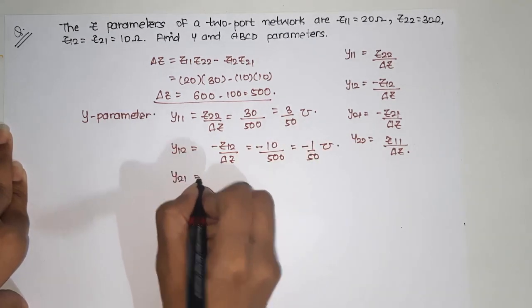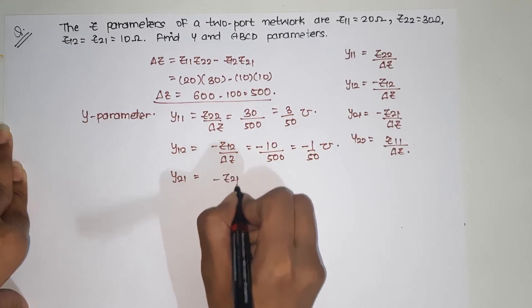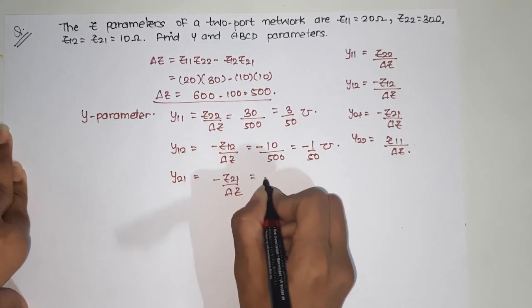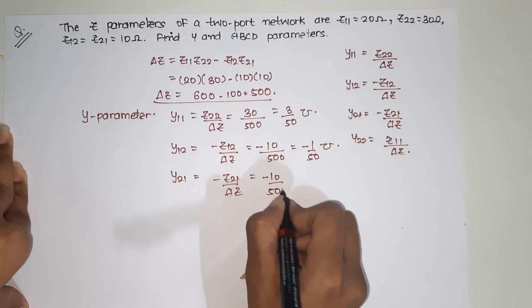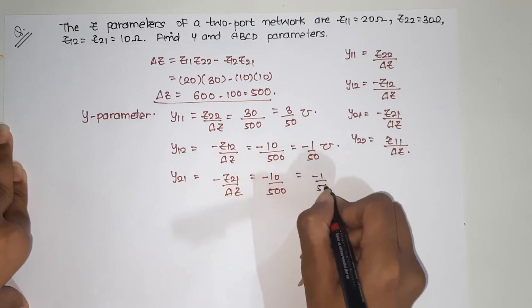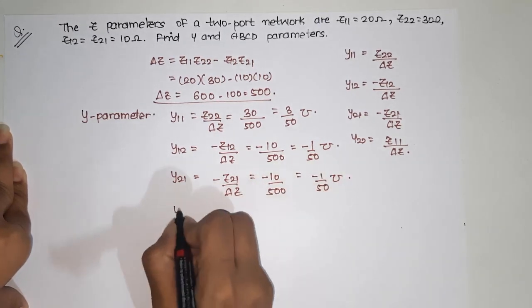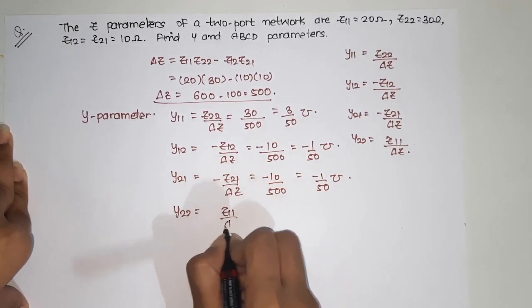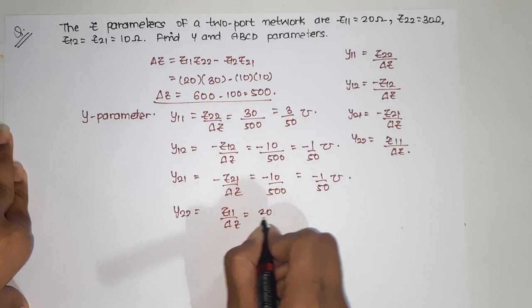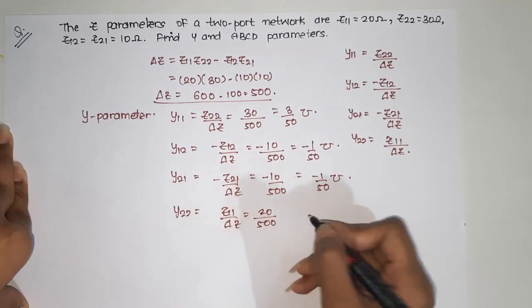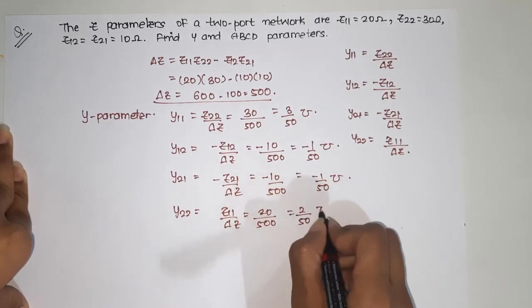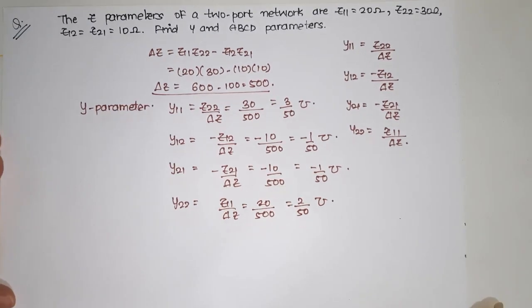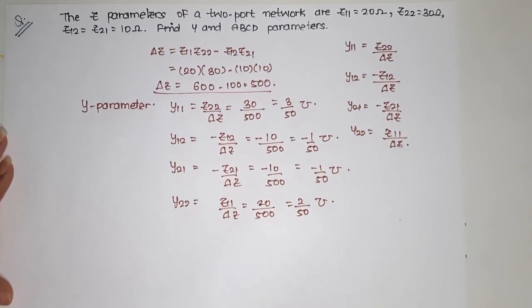Similarly, y21 calculate करेंगे, that is minus z21 by delta z. So that is also minus 10 by 500. That comes out to be minus 1 by 50 mho. And the last y parameter, that is y22, is equals to z11 upon delta z. Now z11 is 20 upon delta z is 500. So this will be 2 by 50 mho. So I hope you have understood कि हमने y parameter कैसे calculate किया है.